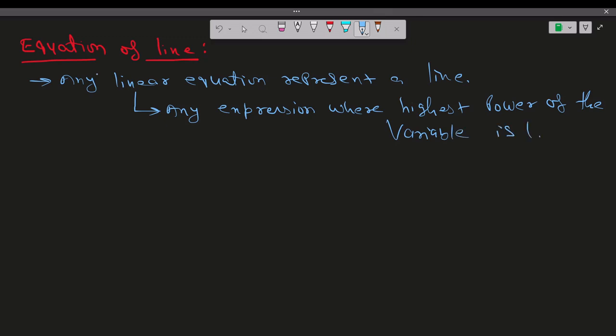Okay, so have we understood the first thing? The first point to note is any linear equation will represent a line. And the second thing, what is a linear equation? Any expression or equation, let me write since we are discussing linear equations, where the highest power of the variable is 1.